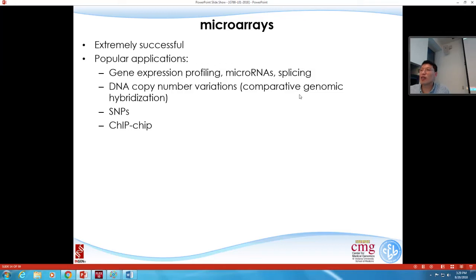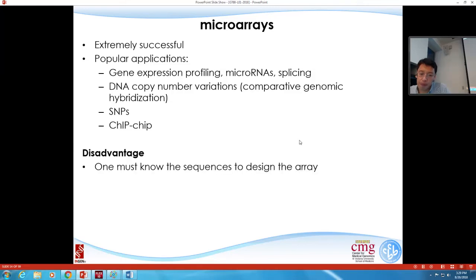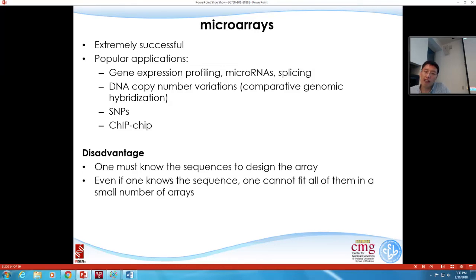But the good news or bad news for the arrays is that most of these applications are starting to be replaced by next generation sequencing technology, which gives somewhat cheaper and much higher quality data. The advantage of the microarray is that before you profile a signal, you have to design those probes. That means you have to know the sequence to begin with to design the arrays, and in many cases that's not the case for us. So we cannot design arrays for a lot of applications.